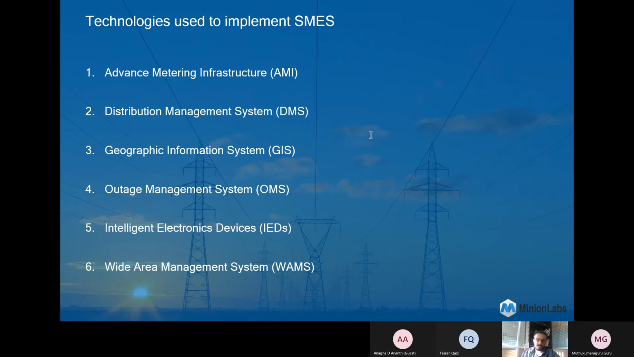Wide area measurement systems, WAMS, provide accurate and synchronized measurements from across large-scale power grids. WAMS consist of phasor measurement units, that is PMUs, that provide precise timestamp data, together with phasor data concentrators that aggregate the data and perform event recording.